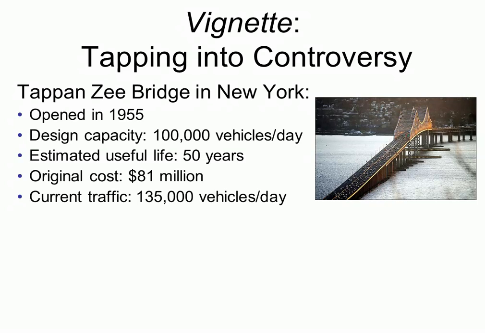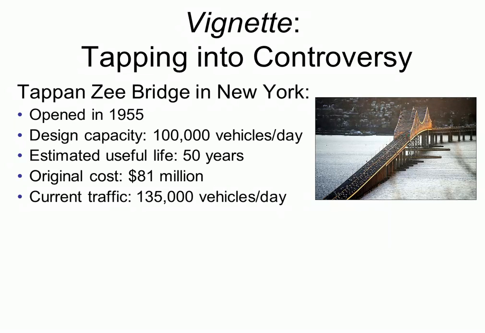Tapping into controversy. Tappan Zee Bridge in New York opened in 1955. Design capacity of the bridge was 100,000 vehicles per day. An estimated useful life was 50 years. Original cost was $81 million.